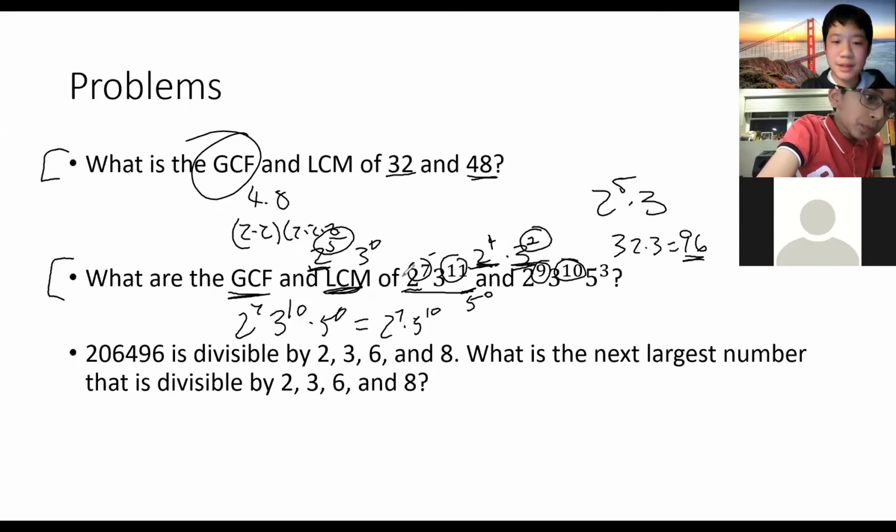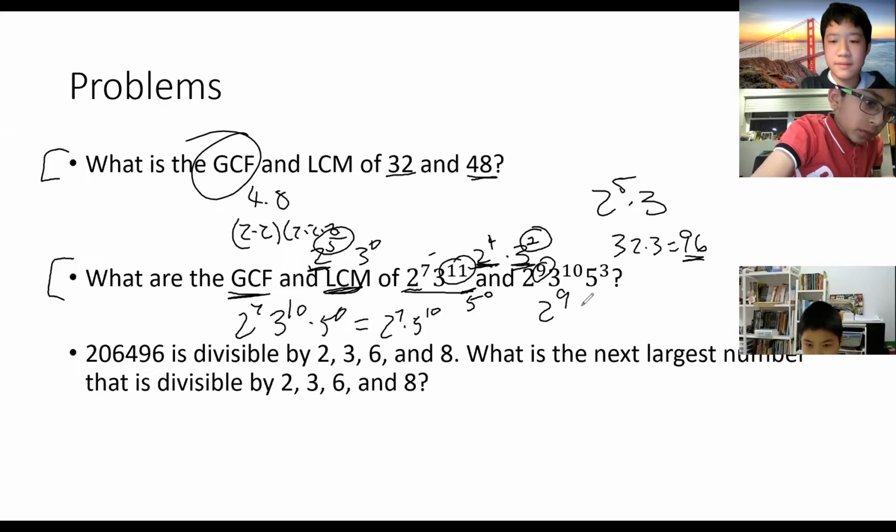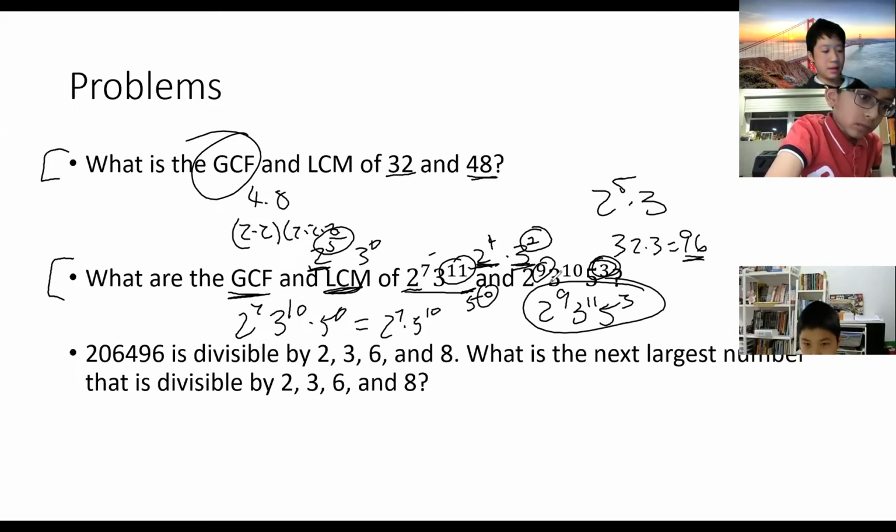What about the LCM? Instead of taking the smaller one now, I'm gonna take the bigger one. So now, out of 7 and 9, I'm gonna take the 9. 11 and 10, I'll take the 11. And out of 0 and 3, I'll take the 3, right? So this is our least common multiple. Okay.